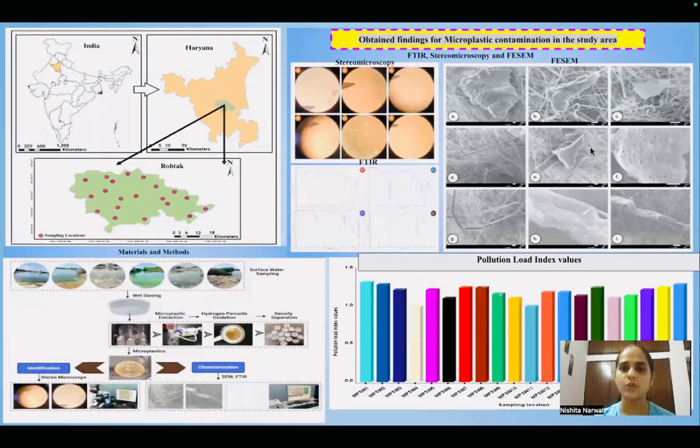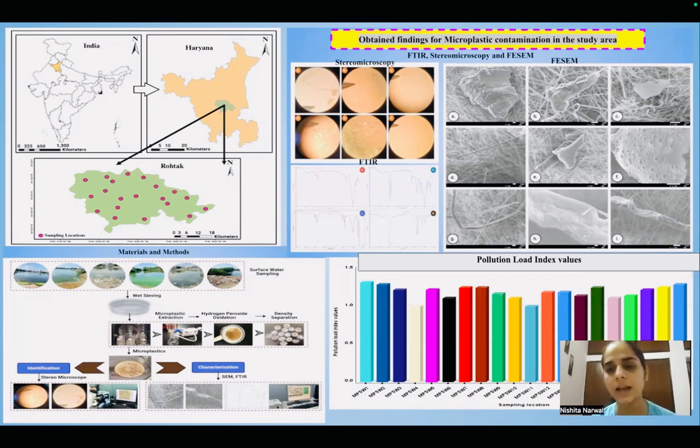Coming to our next objective, microplastic contamination in the study area was tested and locations were selected in such a way that they were lying near hospitals, industrialized areas, and areas which were developing more in the current state. For that, 20 surface water bodies were selected from Rohtak district again. Surface water sampling was done using the wet sieving method, then microplastics were extracted, and identification and characterization was done using stereo microscopy, SEM, and FTIR.